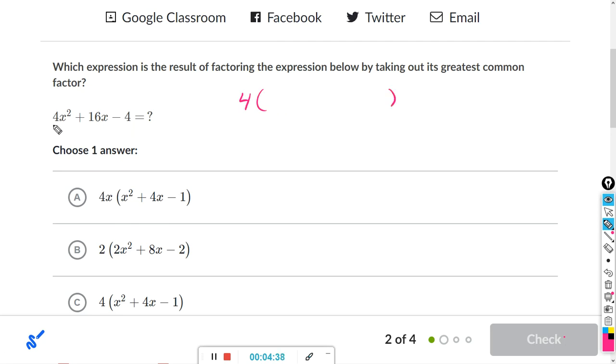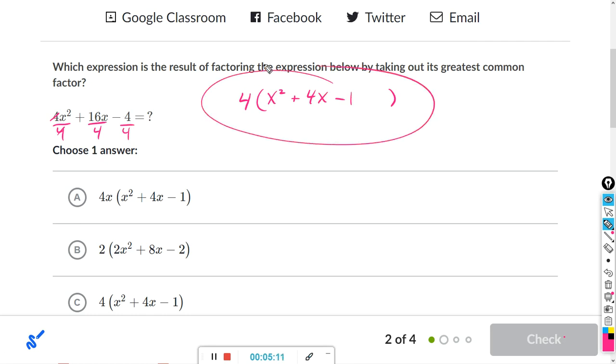Okay, 4x squared divided by 4. Well, the 4's just cancel and we're left with x squared. Positive 16x divided by 4. We have 16 divided by 4, and that's a positive 4. And we're still left with the x. And then negative 4 divided by 4 is just negative 1. So this is our answer.